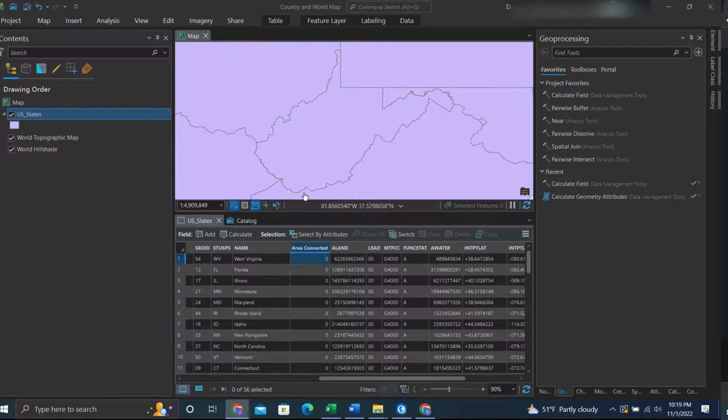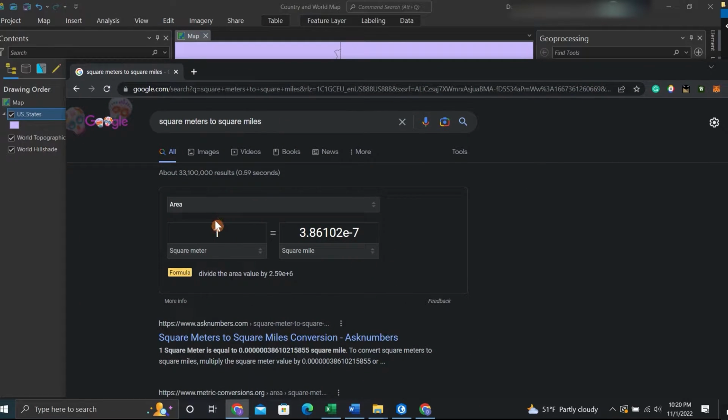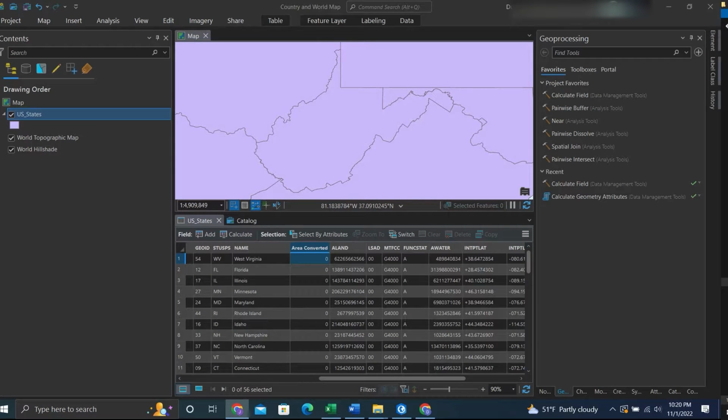Today we're going to work on multiplying by an exponent. So a real world example would be, what if we need to convert from square meters to square miles? So I'll Google search it and I'll pull up our conversion factor. And so we know 1 square meter is equal to this amount of square miles. And so what this means is we can multiply it by this factor and convert square meters to square miles. But the factor has an exponent, so I'll show you how to do that using the field calculator.